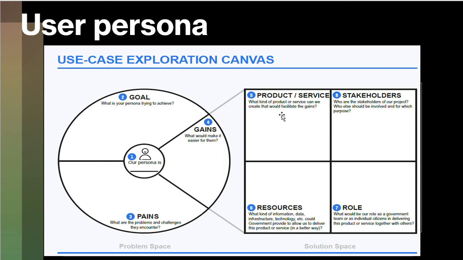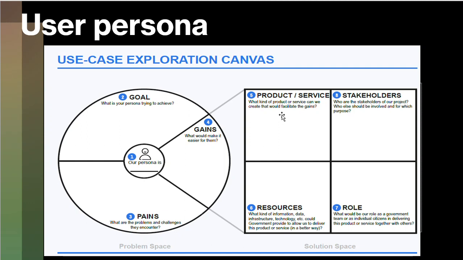Then number 6, resources. What kind of info, data, infrastructure, technology, etc. could the government provide to allow us to deliver this product or service in a better way? For example, recently most of the students at your ITM received a tablet from the Pranti Siswa project, right? So that one also can be considered as resources. Or maybe broadband internet connection provided to the students. I'm not sure. So those are the examples for resources.